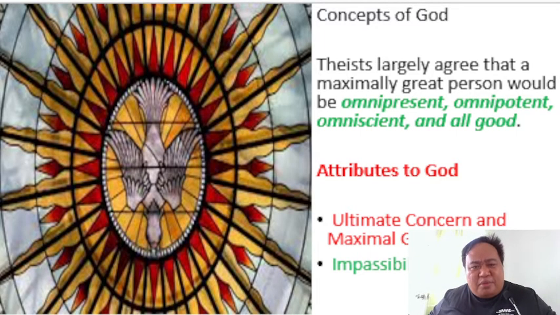This is the attribute. According to Paul Tillich, maximal excellence in all things, God must be omnipotent. Kaya nga, dun sa pangalawang attribute ng God, yung tinatawag na impossibility, Paul Tillich would describe this as everything. God can encompass everything. Ganon yung explanation ni Paul Tillich.